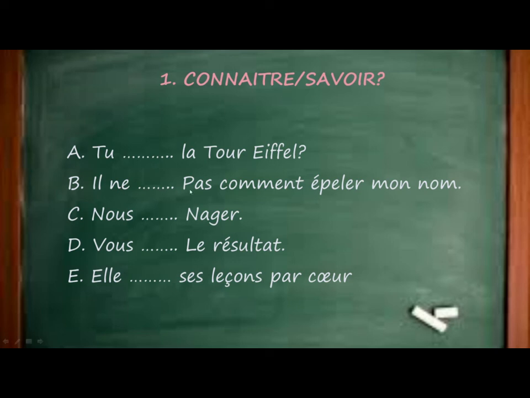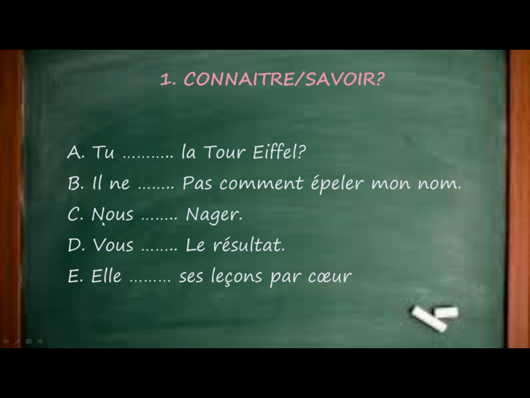Il ne sait pas comment épeler mon nom. S-A-I-T, comment épeler mon nom. Even you can write il ne sait pas épeler mon nom. He doesn't know to spell my name. But write as it is. The question: il ne sait pas comment épeler mon nom.